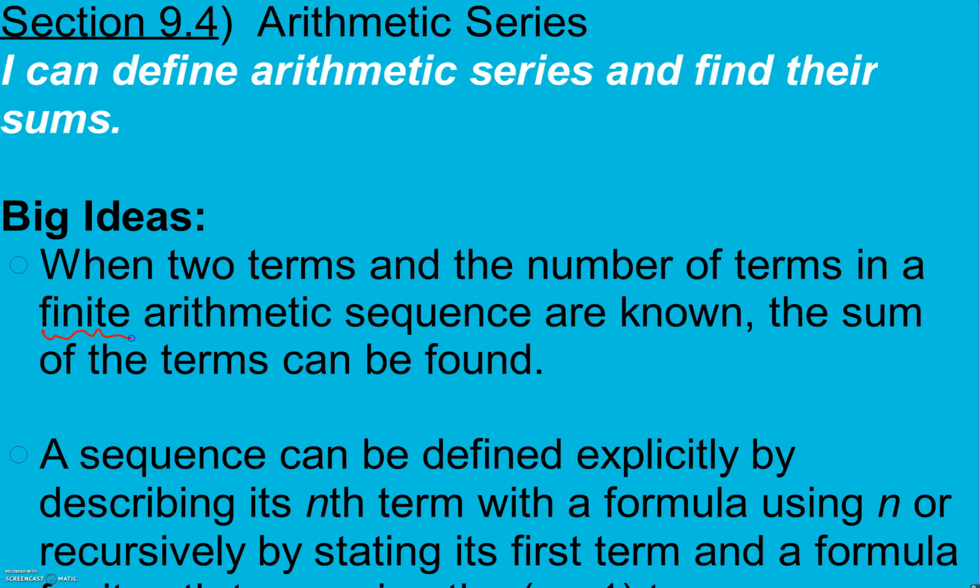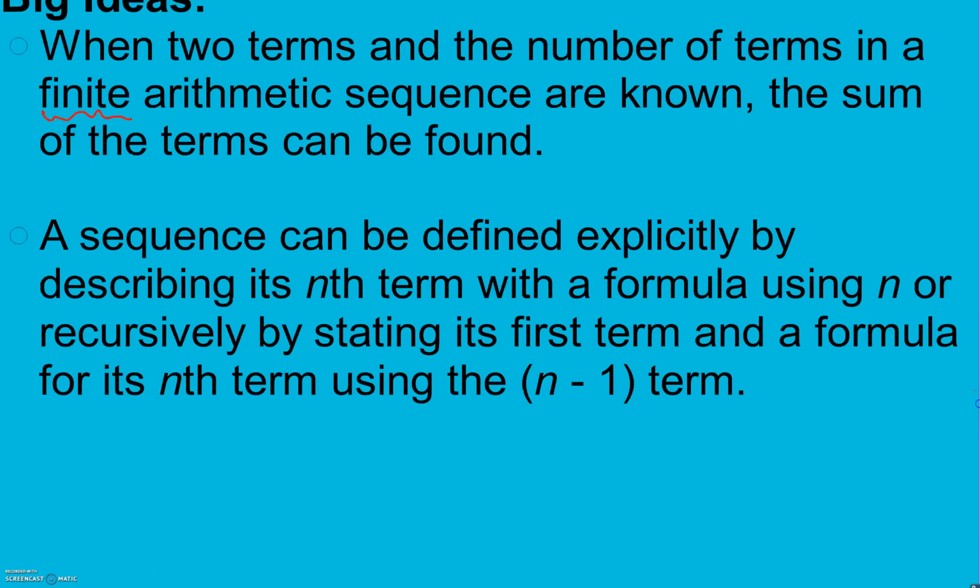Finite here just means we know how many, an exact value, versus infinite that goes on forever. A sequence can be defined explicitly by describing its nth term with a formula using n, or recursively by stating its first term and a formula for its nth term using the n-1 term, or the term before it.